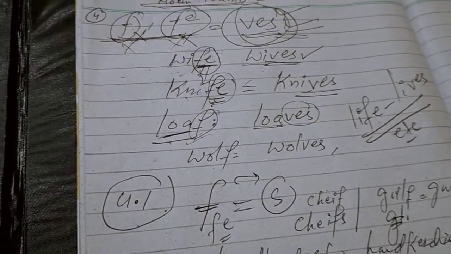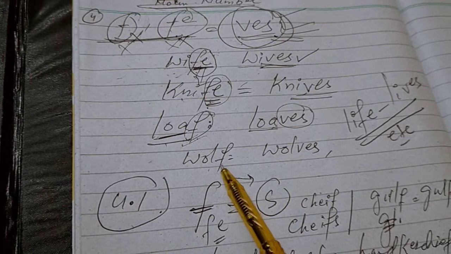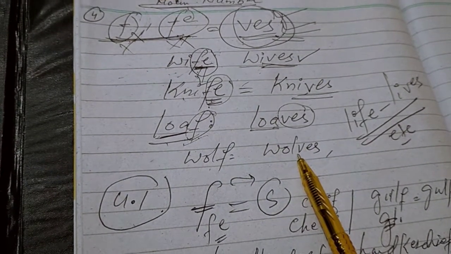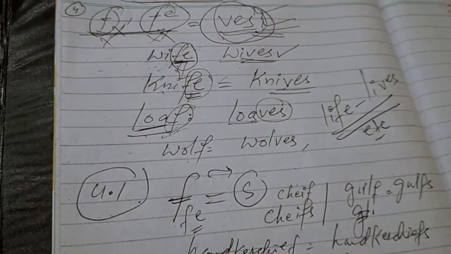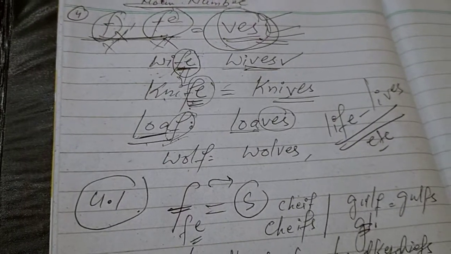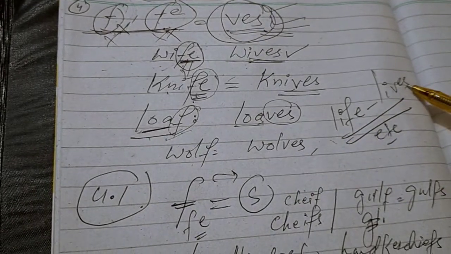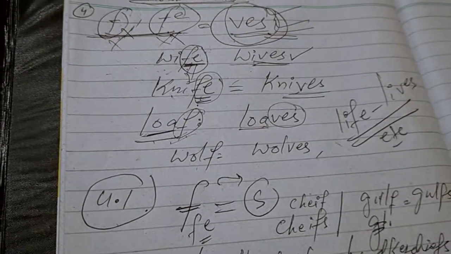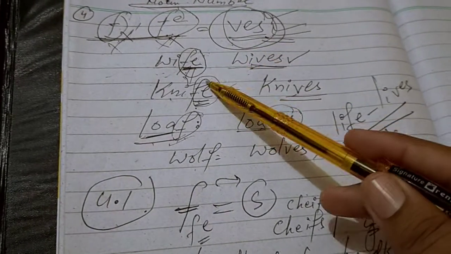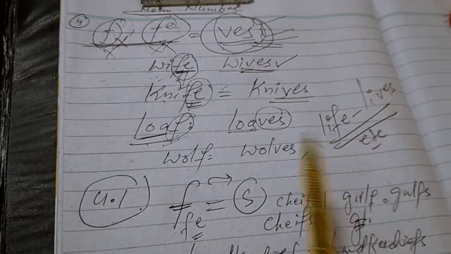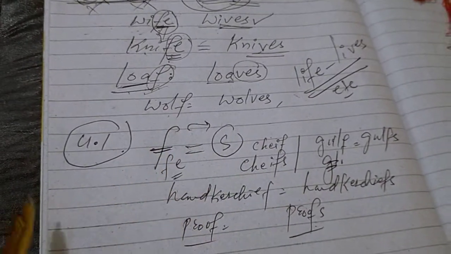There are a lot of examples you will find. Wolf is there, it will be wolves. The f will be removed, and instead of that removed part, the ves syllable will be added to the rest of the word. Then life, and again lives. See, I didn't write the word life here, which is quite natural. Okay, and then we'll move forward with the next rules.